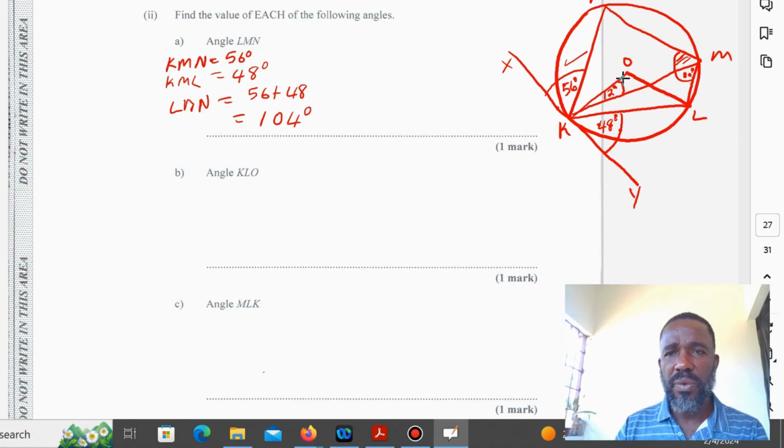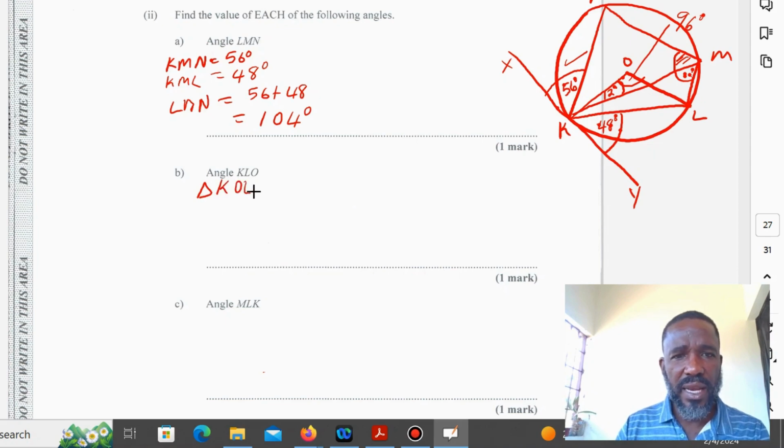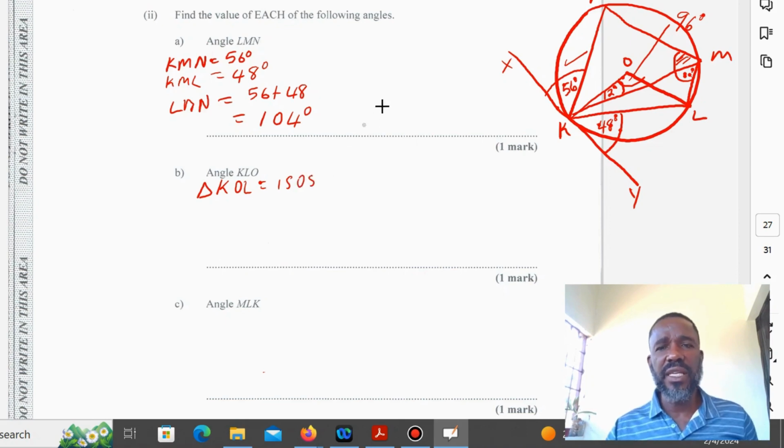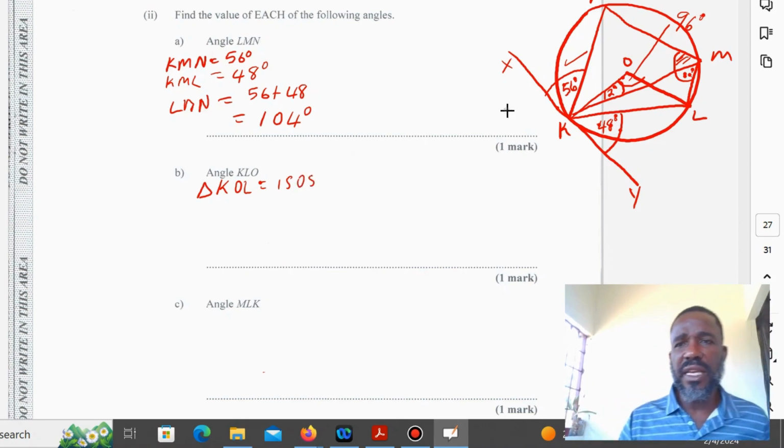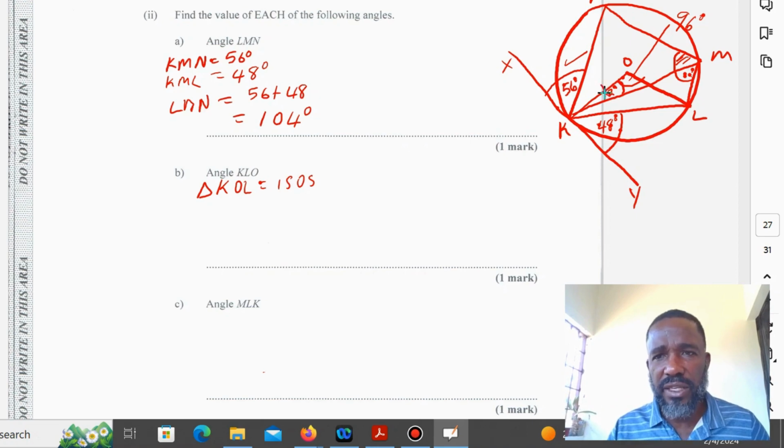KLO. Earlier we said that this angle here was equal to 96 degrees. And we know that triangle KOL is an isosceles triangle. So if it is an isosceles triangle, what it tells you is that the base angles are equal. So these two sides are equal, and also these two angles are equal. So the base angles are equal.